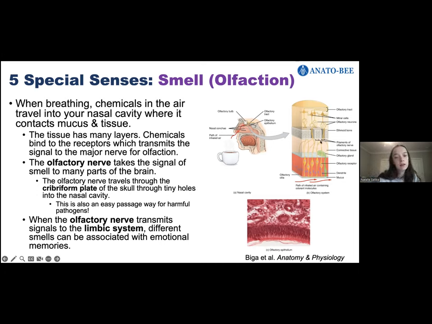And so right here, the cribriform plate, since it has these holes, it's an easy way for pathogens. There's a certain bacteria that we learn about that can go inside of your brain through these little holes. And the olfactory nerve takes the signals and transmits them to the limbic system. And the limbic system is just parts of the brain that are more for emotional aspects. And so different smells can be associated with different emotional memories.